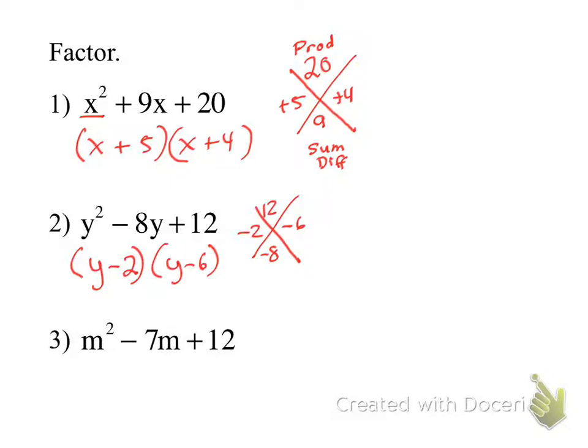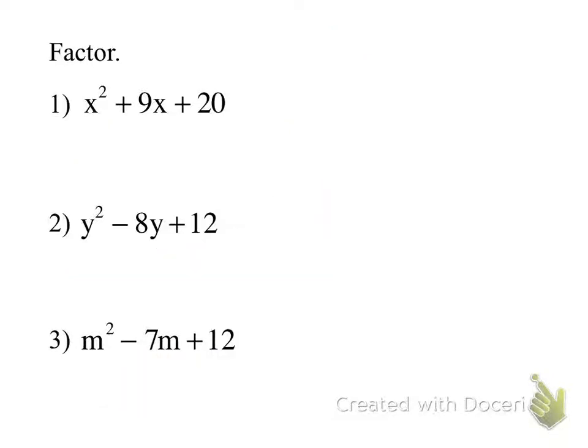Just in the spirit of time, what is the answer for number 3? I'm not going to do the x. Chris? M minus 3 and M minus 4. Now, we can check ourselves. Do these two add to negative 7? Do these two multiply to 12? Okay? You can always check yourself. You can FOIL it back. All right.